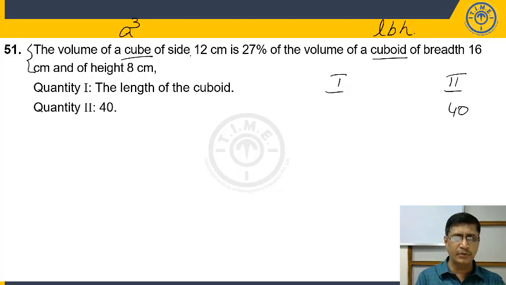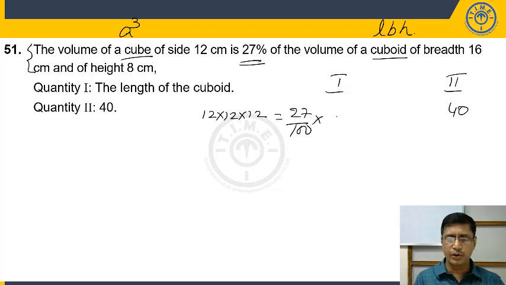The volume of a cube here, 12 cube, means 12 into 12 into 12, which is equal to 27%. So 27% is 27 by 100 into length into breadth. Breadth is equal to how much here? 16 into 8. Now simplify this. This is the value of the first quantity. Now on solving this, what is the result here?